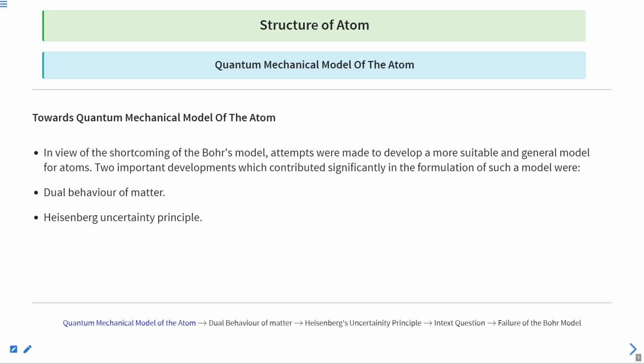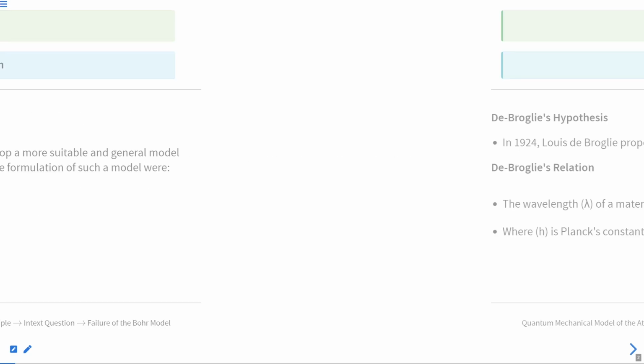And the second concept for the subatomic particles was the Heisenberg uncertainty principle. It was basically a principle which said that the position and the momentum cannot be determined at the same time simultaneously. We'll see all of this in more detail. So let us first start with the dual nature of matter.